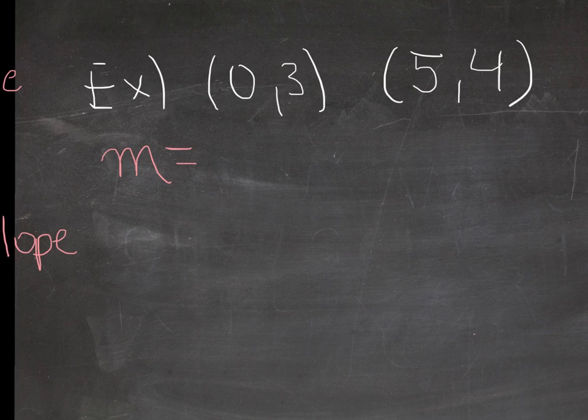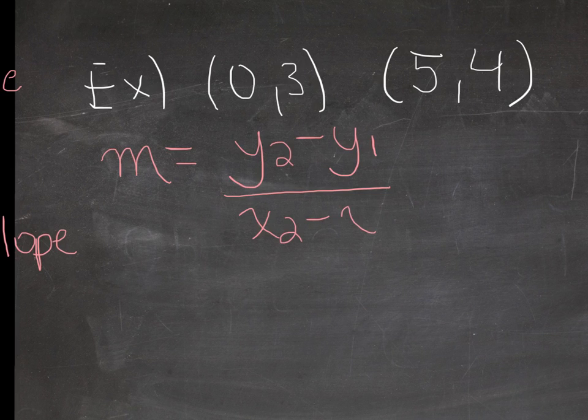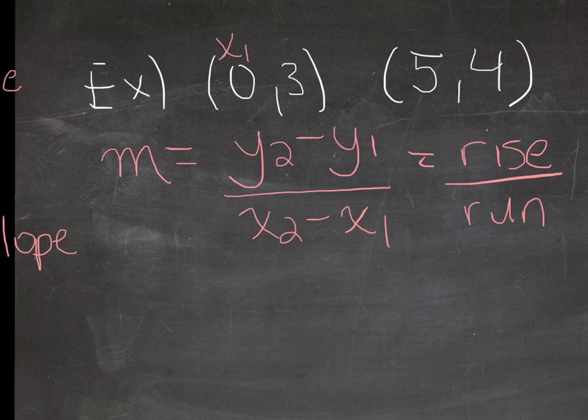So slope is equal to the change in my y values. This is my rise, right? The y-axis is up and down. Over the change in my x values, that's my run. So it's the same thing as rise over run. To calculate this, it's pretty straightforward. I'm going to label my 2 points as x1, y1, and x2, y2.